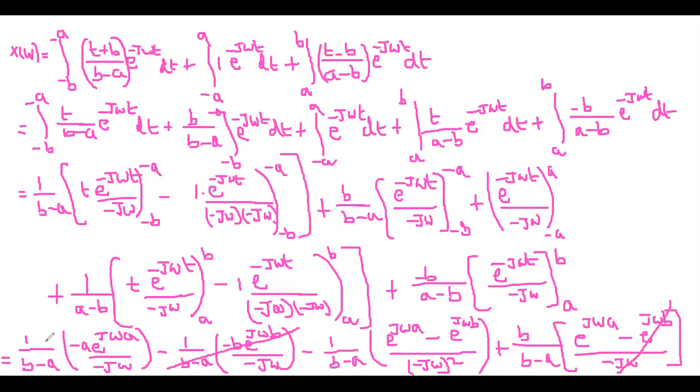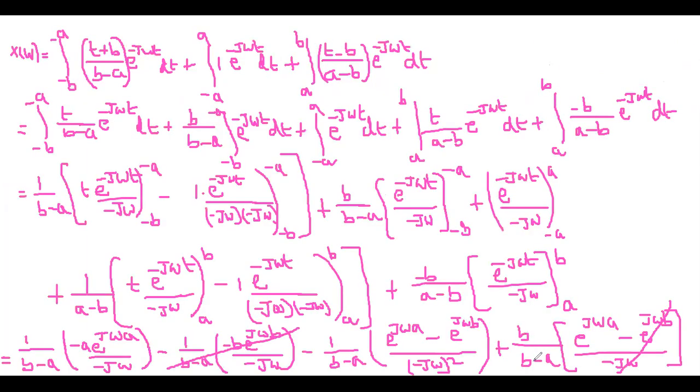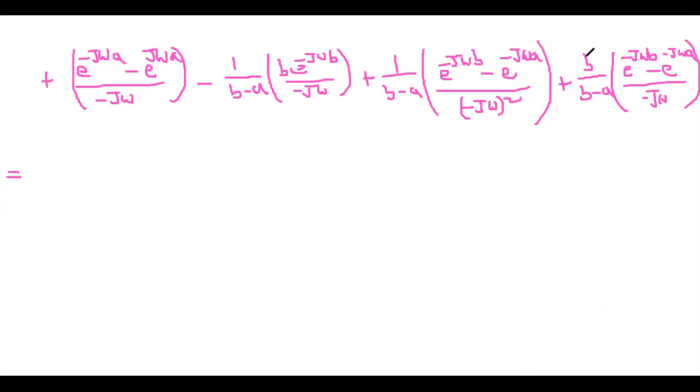Now again observe here a by b minus a. Is there any factor there? You can observe a by b minus a; there is nothing else. Forget about that. And b by b minus a e power j omega a, b by b minus a e power j omega a, whole divided by minus j omega. For this also, b by b minus a e power j omega. There is no plus j omega here.